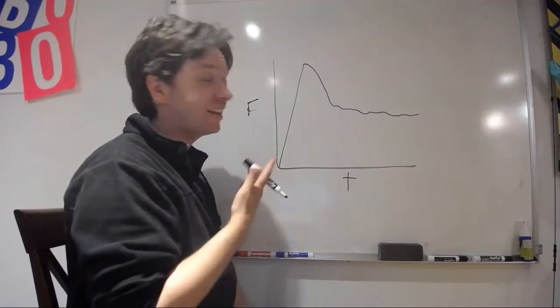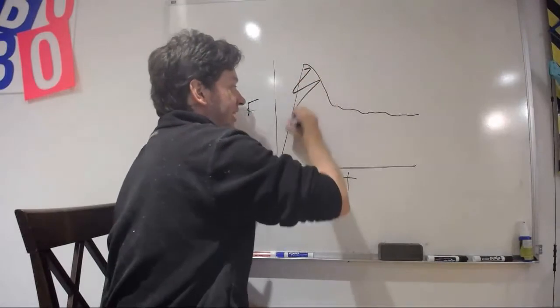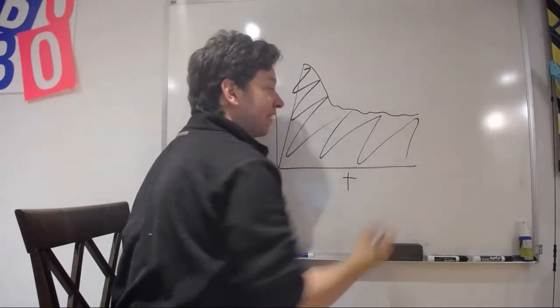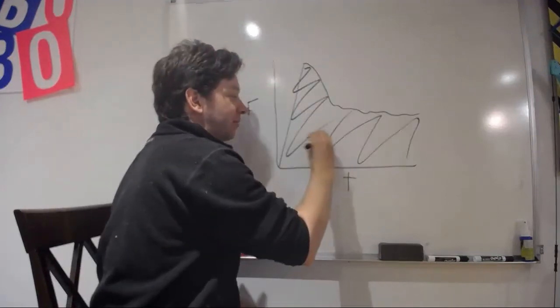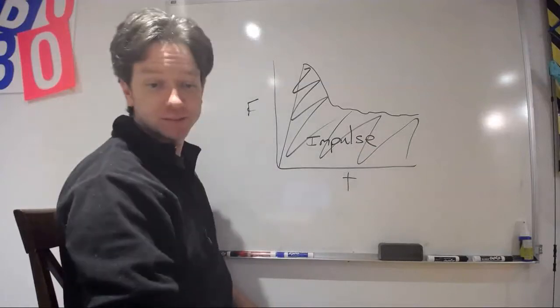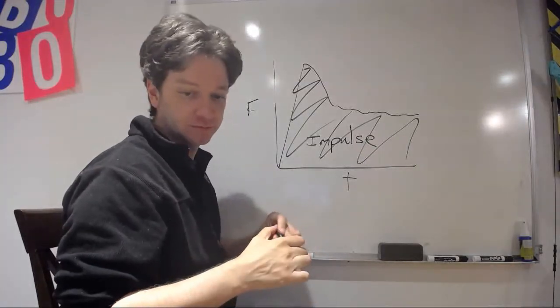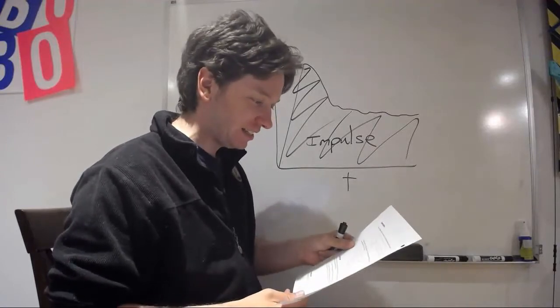So how do you calculate the impulse of that? Well, in a case like this, you can find the area under your force-time graph. The area under your force-time graph will be your impulse. Okay? I think that's all I wanted to mention in this lesson.